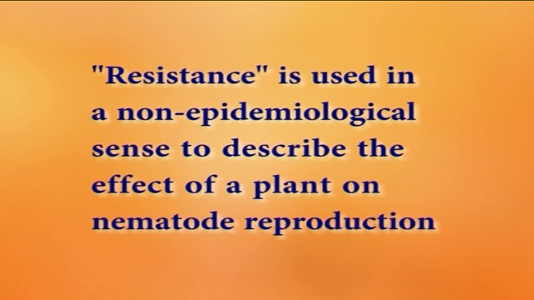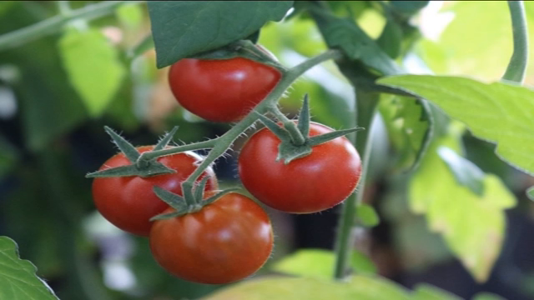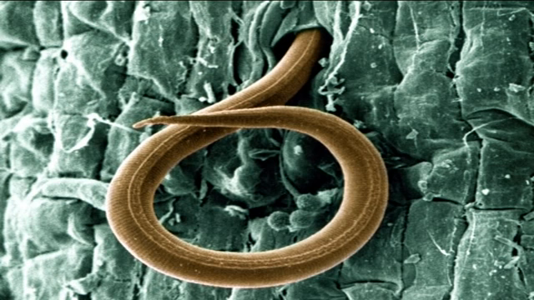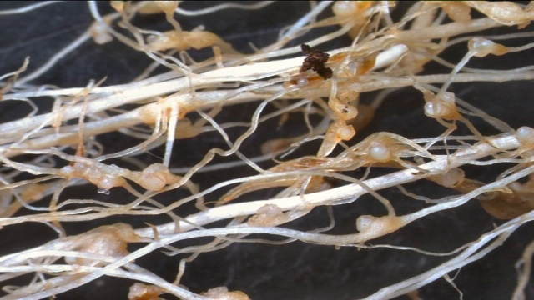The term resistance is used in a non-epidemiological sense to describe the effect of a plant on nematode reproduction. A highly resistant plant allows little or no nematode reproduction, whereas a susceptible plant supports abundant reproduction. Partially or moderately resistant plants permit intermediate levels of reproduction.